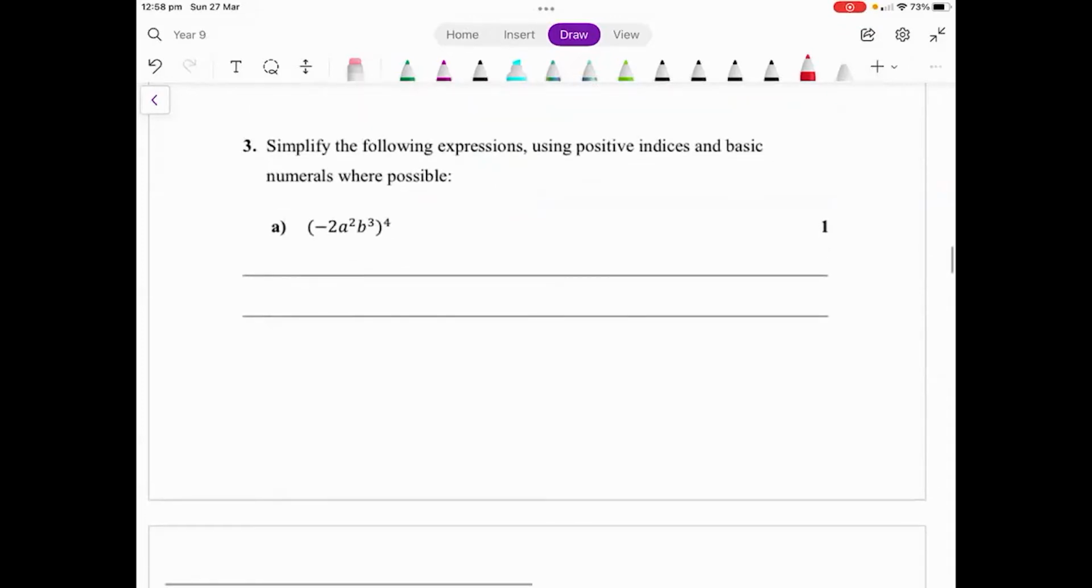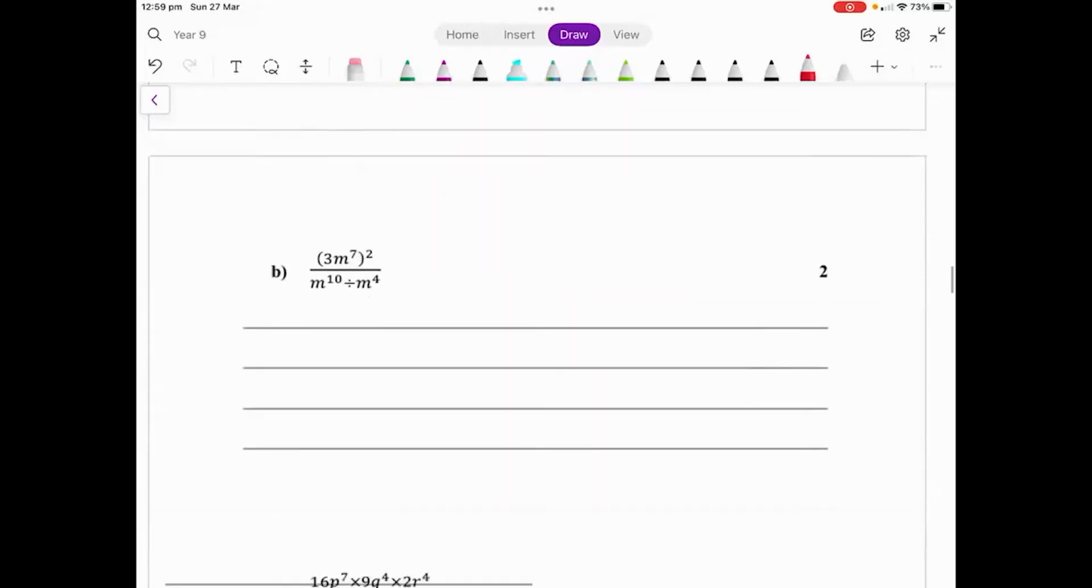Question 3, we need to expand those brackets. Minus 2 to the power of 4, a to the power of 8, and b to the power of 12. We just use multiplication of the powers. You can put minus 2 all to the power of 4 in your calculator. Make sure you use brackets there so that you don't get minus 16. And so the correct answer is 16, a to the power of 8, b to the power of 12.